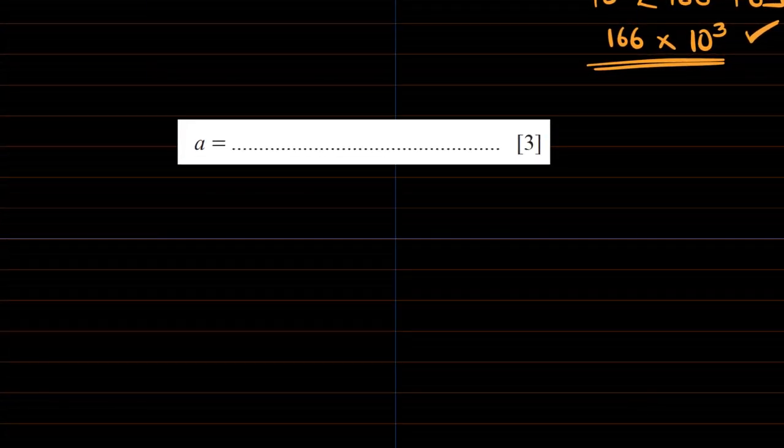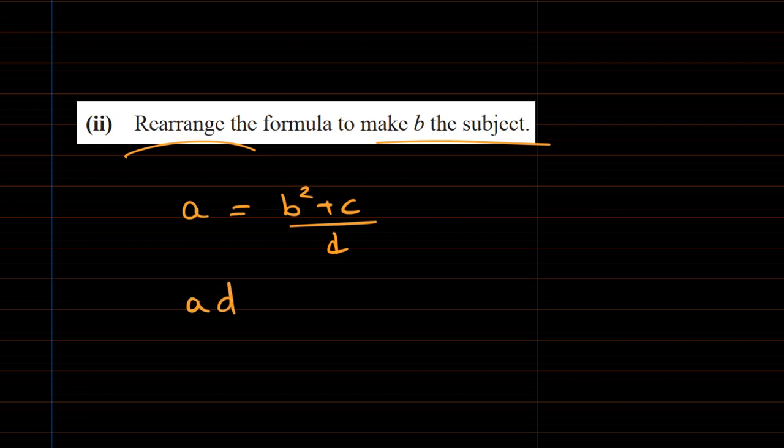So let's write the value over here, which is 8.3 into 10 raised to power of 2. Now let's move to the next part. Now it says rearrange the formula to make B the subject. We know that A equals B square plus C divided by D. This is basic algebra. Let's cross multiply. AD is B square plus C. Therefore, AD minus C is B square.